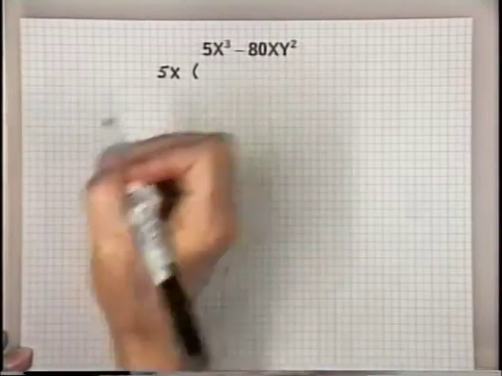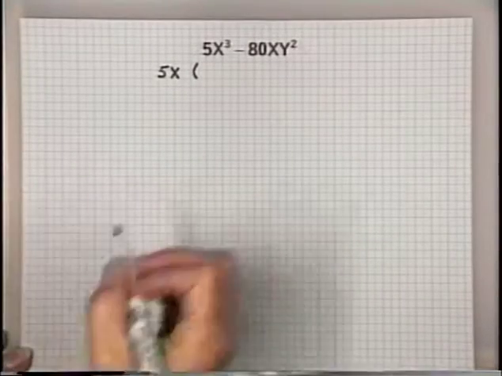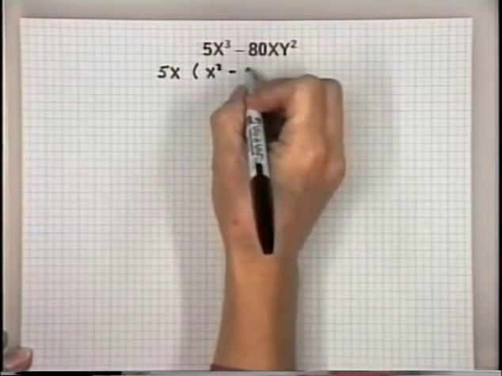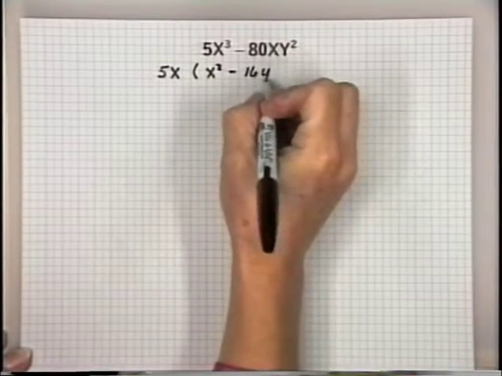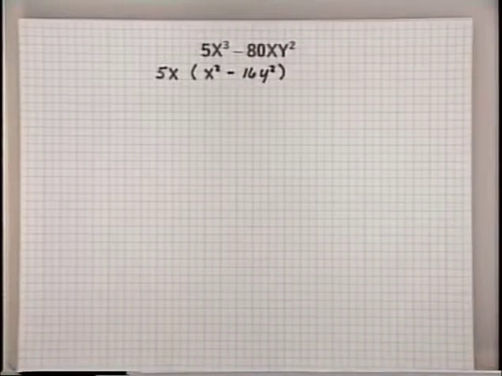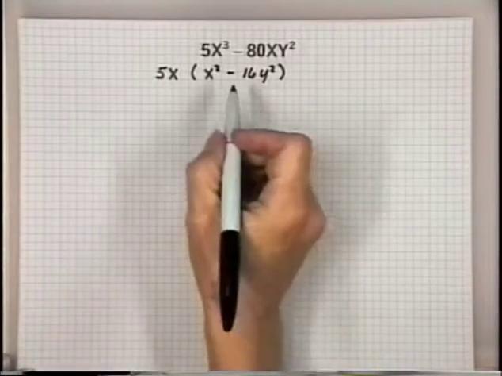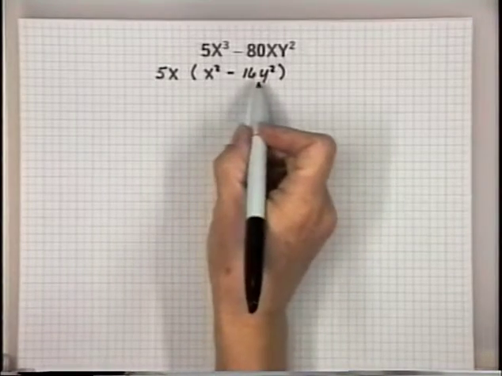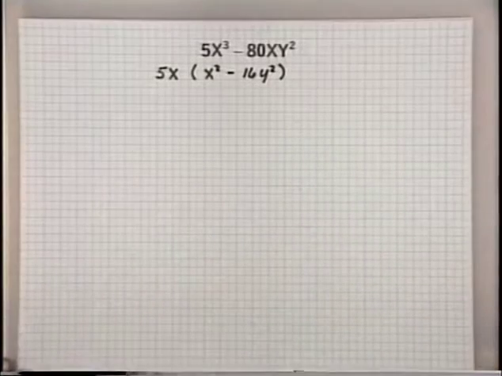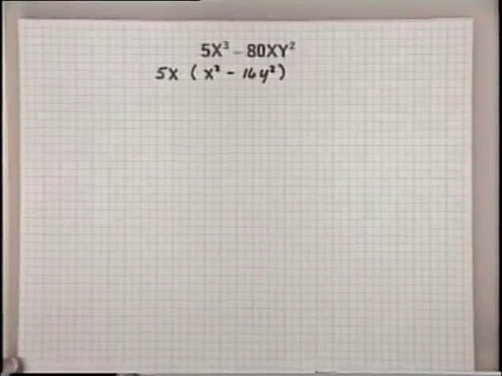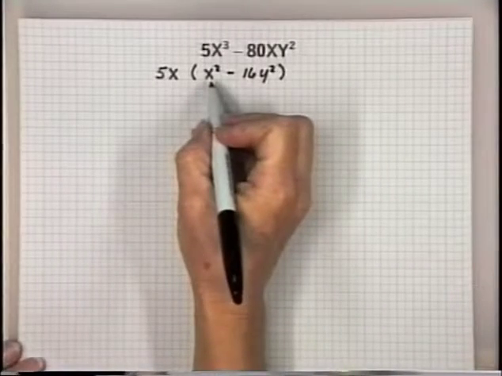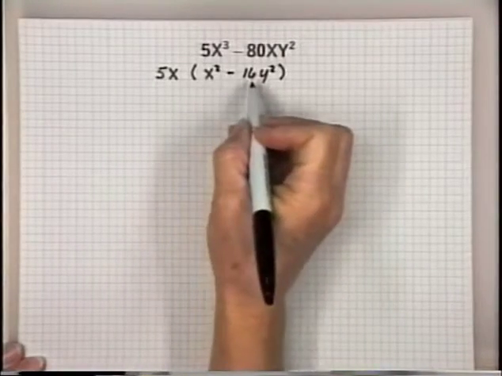Factoring out the common factor of 5x, we will have x squared minus 16y squared. Now, having factored out the greatest common factor, we're going to look at this factor that remains. It is a binomial with two terms. That first question we wanted to ask is, is this a difference of squares? And of course, you can see that it is a difference of two perfect squares.